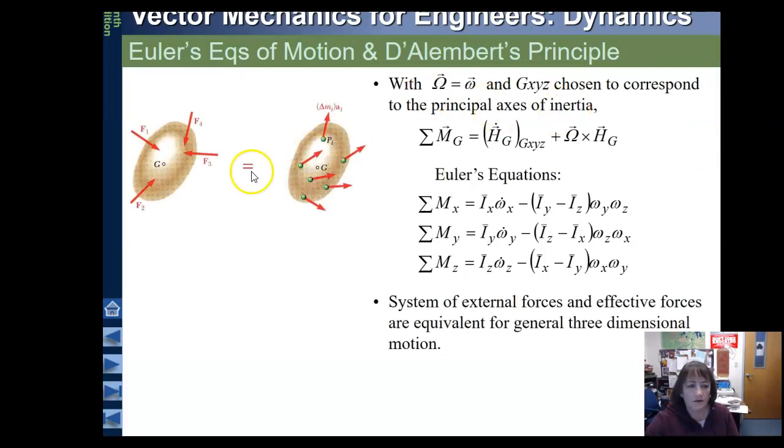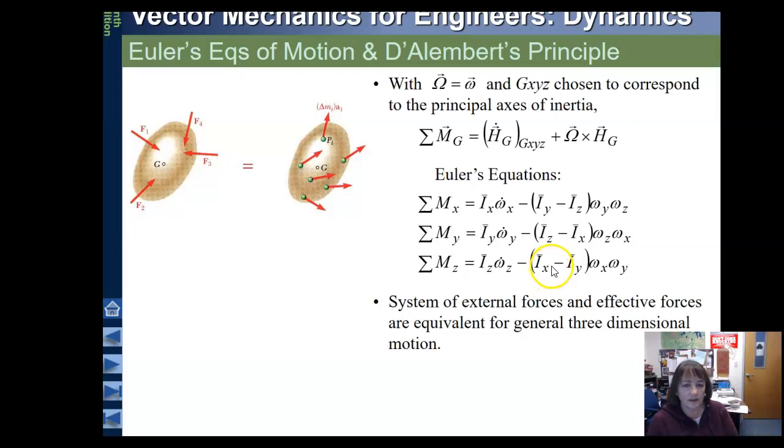When we think about capital omega equaling little omega and that fixed set of axes, we can then talk about the summation of moments equals the rate of angular momentum change about the center of gravity with respect to the fixed axes, plus big omega crossed with h sub g. What that really does is it takes us from a fixed axis system to a rotational, or general, axis system. At that point, Euler's equations can be expressed in vectors.